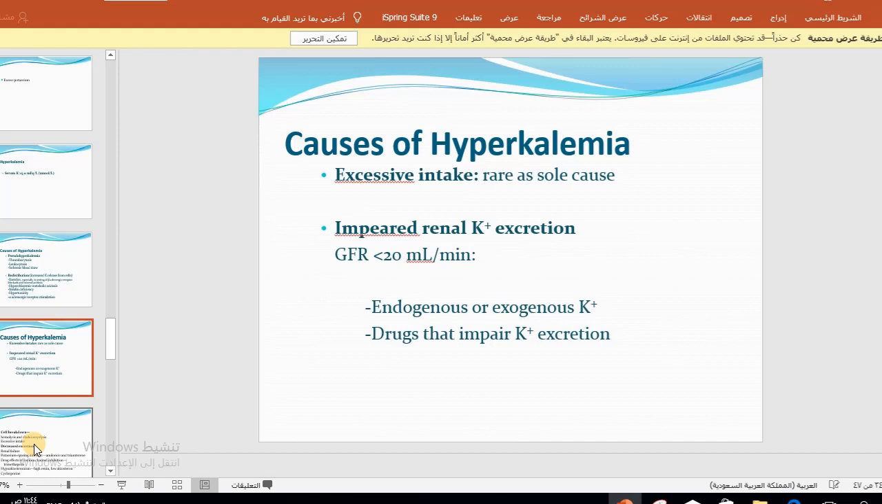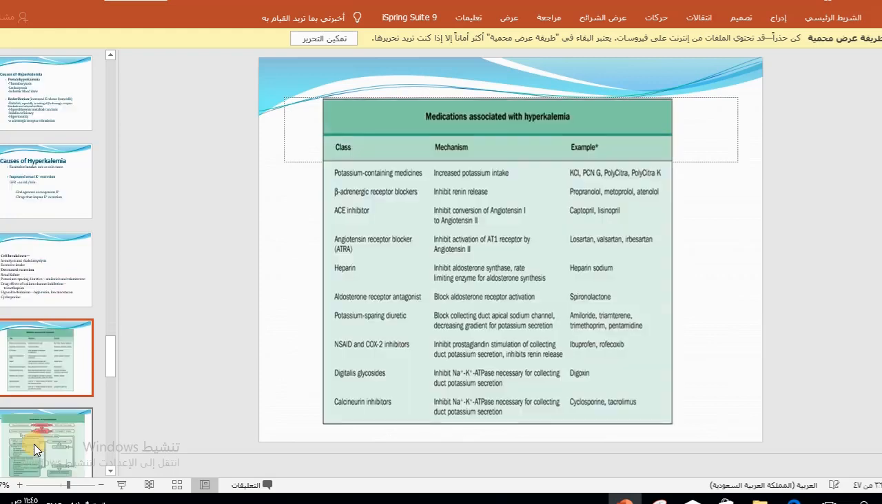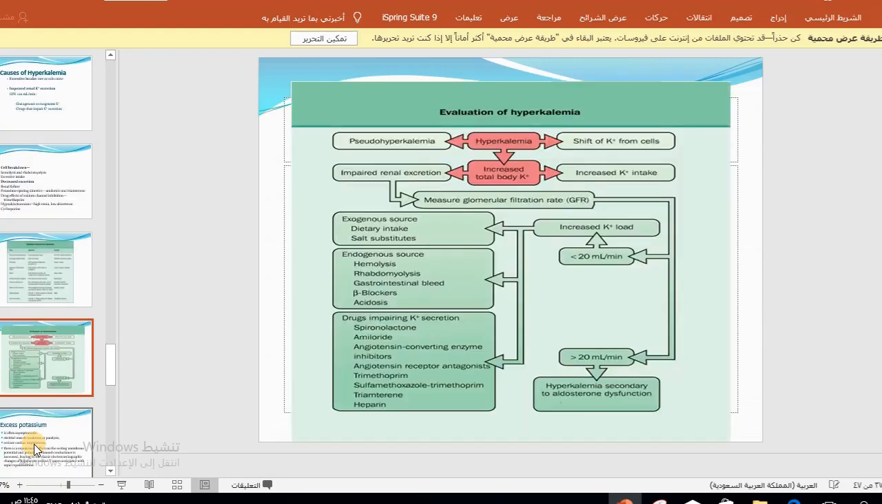The rare cause of hyperkalemia is excess intake, but the commonest cause is impaired renal potassium excretion, usually GFR stage 4 and 5, less than 30, less than 20. Endogenous or exogenous potassium accumulation and drugs that impair potassium excretion can lead to hyperkalemia in case of decreased GFR. Increased cell breakdown also leads to hyperkalemia because it releases potassium into the circulation, like rhabdomyolysis and hemolysis. Decreased excretion occurs in renal failure, potassium sparing diuretics, and hypoaldosteronism. So these are the causes and mechanisms behind them.